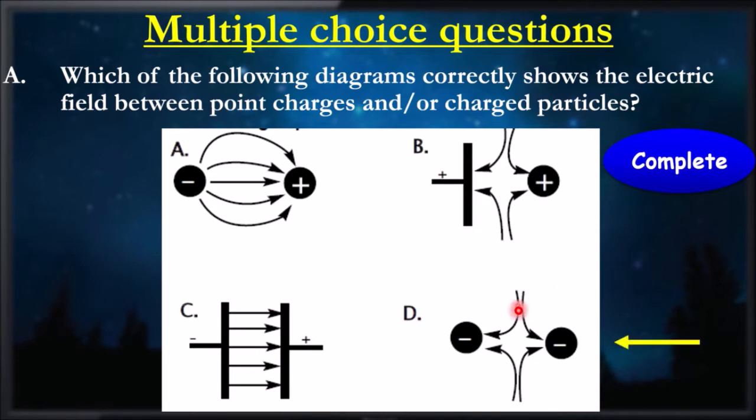Okay, so the electric field's going towards the negative charge. Just remember, when it comes to the motion of electric fields, it always goes from the positive charge towards the negative charge. So what you can see in the first one, we go negative to positive, that's incorrect. The field lines are going to both positive charges, again incorrect, and C is actually just the same thing as A, so that's also incorrect.